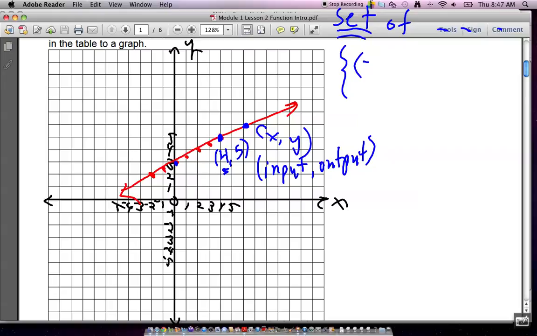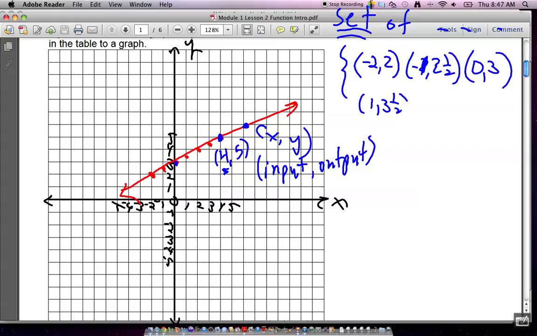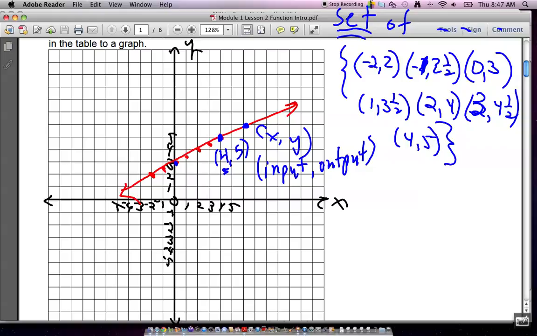What was the first one here? (-2, 2). And then there was (-1, 2.5). Then there was (0, 3). Then there was (1, 3.5). Then it was (2, 4). (3, 4.5). And I think the last one was (4, 5), right? Yeah. And then I need to close the ordered pair set.